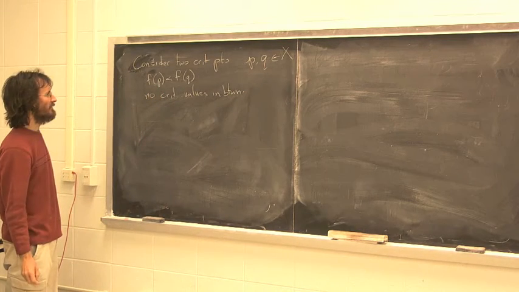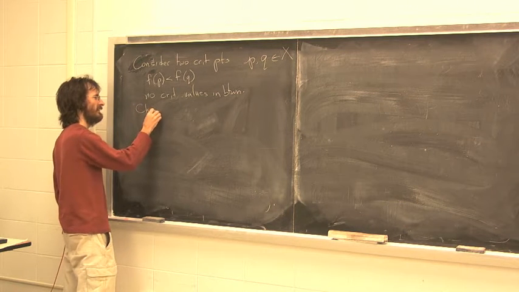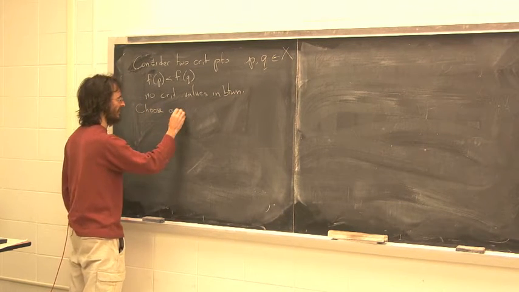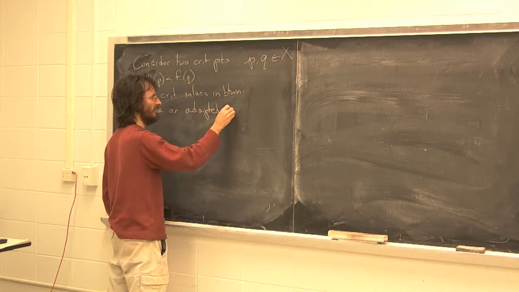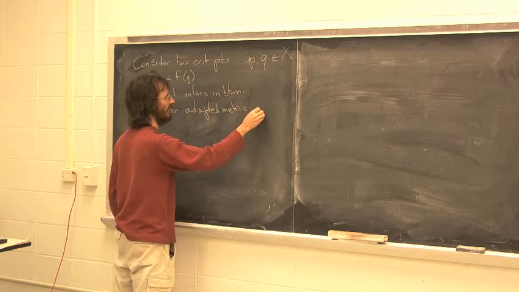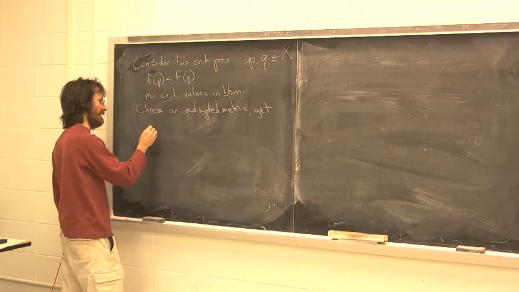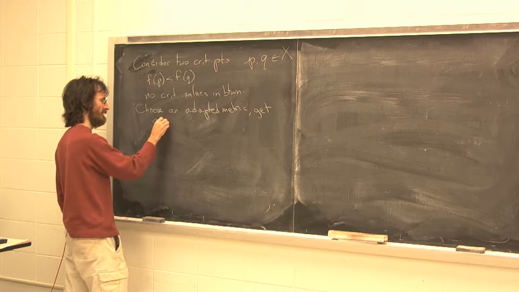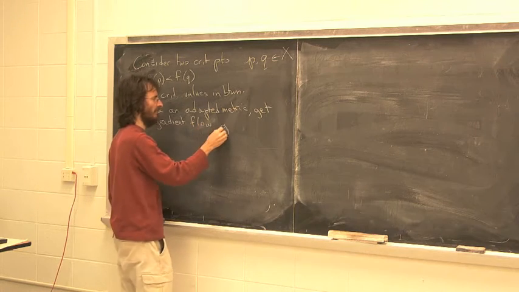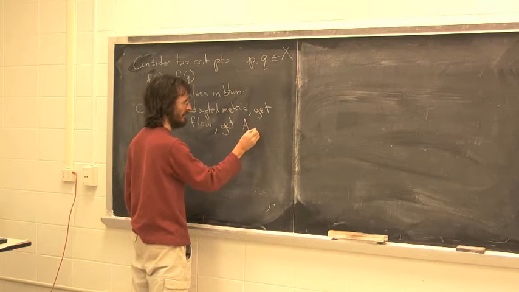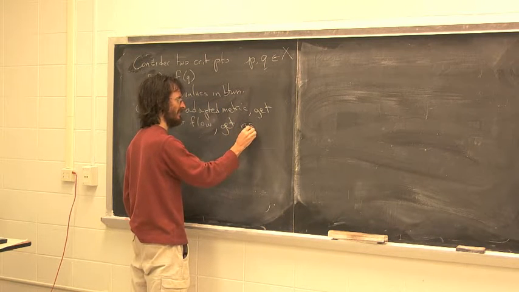And then we choose a metric adapted to the Morse function, and therefore we get a gradient vector field, a gradient flow, and therefore you get ascending and descending manifolds. You get ascending and descending manifolds.